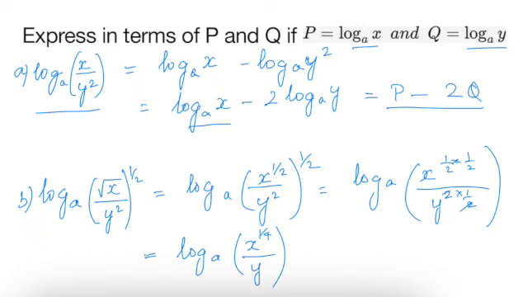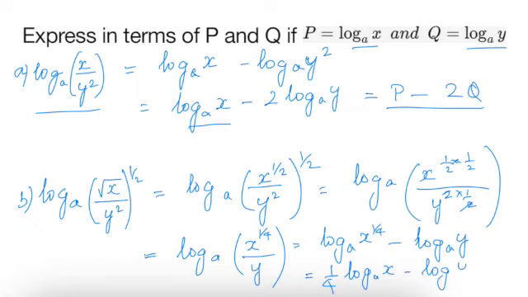So now it's pretty easy. You can write it as log x to the power 1 by 4 to the base a minus log y to the base a, because log a by b to the base a or base c is equal to log a minus log b. And now applying the power rule, you have 1 by 4 log x to the base a minus log y to the base a. So since log x to the base a is p, you can write 1 by 4 p minus q. So I hope you understood the laws of logarithms and how to use them to solve simple problems.